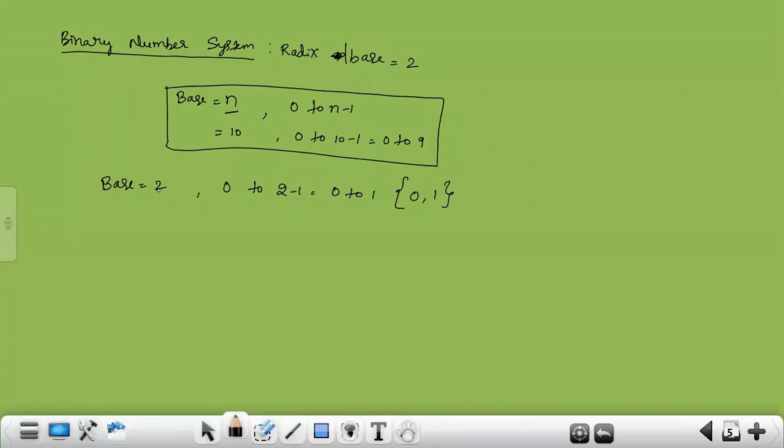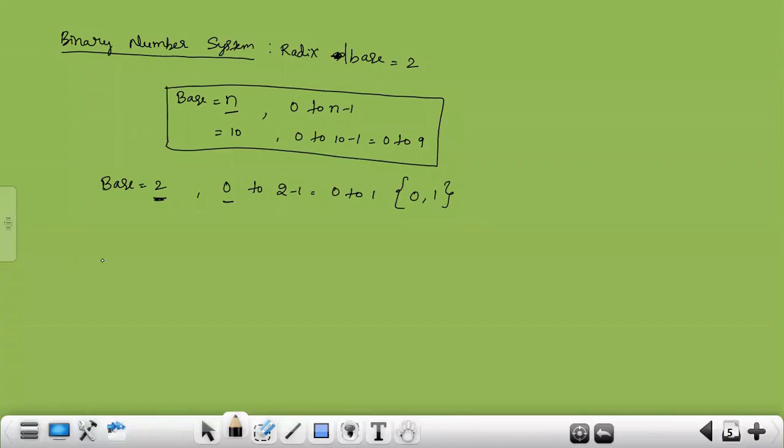Now if I take the base as 2, I can have the numbers ranging from 0 till n minus 1. What is the value of n here? In place of n, I have 2. So it is 2 minus 1. So I can have the numbers ranging from 0 to 1. So 0 to 1 means what numbers will I be having? Either I can have 0 or I can have, sorry, 1. So only 2 numbers are coming here.